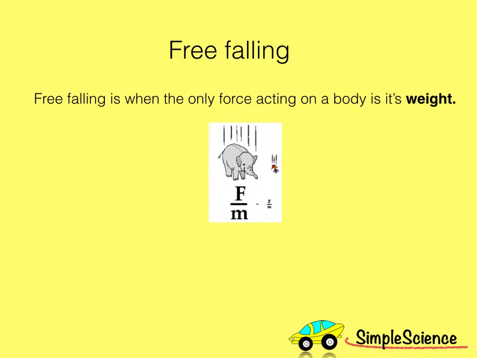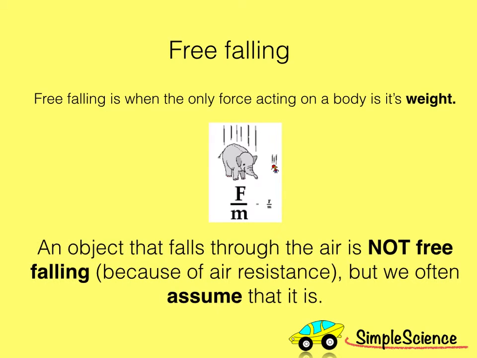Free falling is when the only force acting on an object is its weight. So for example, if an object falls through a vacuum, if the earth was a vacuum and the only force acting on it was its weight, then it would be considered as free falling. In truth, when something is falling through the air, it is not free falling because there is another force acting on it, and that is air resistance. But often we assume that there is no air resistance in these flights.